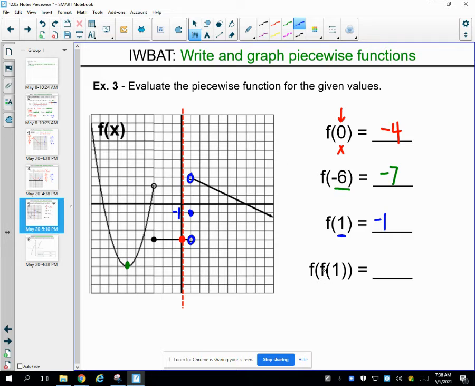Then this is a composition of functions. So we start on the inside, which we just did. So we just evaluated f of 1. We substitute in f of 1, which we just found out was -1. And then we would now evaluate f of -1. So now we would go to the x value of -1 and see where the graph is. So here's x equals -1. The output is -4. So on compositions, you just start on the inside and work your way out.